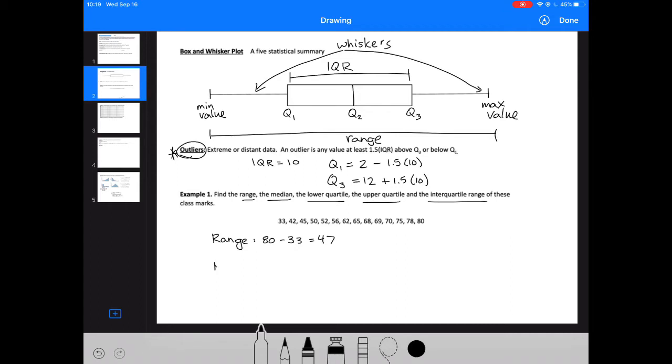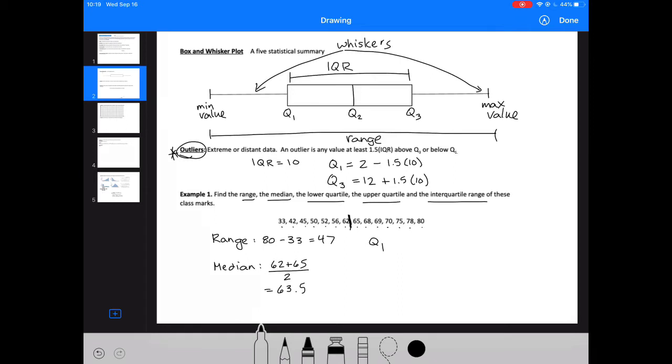Okay. The median, also fairly straightforward. We've got 1, 2, 3, 4, 5, 6, 7, 8, 9, 10, 11, 12, 13, 14. So our median is going to be in between those two seventh groups. So 1, 2, 3, 4, 5, 6, 7. So right here. So our median would be 62 plus 65 divided by 2, which is 63.5.